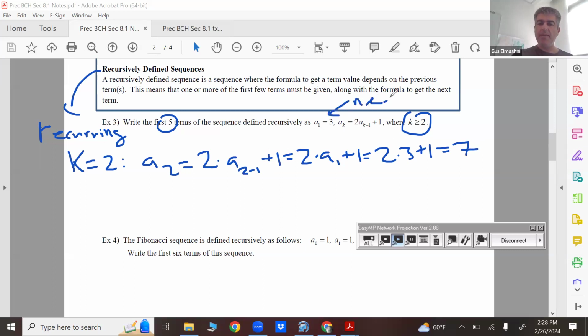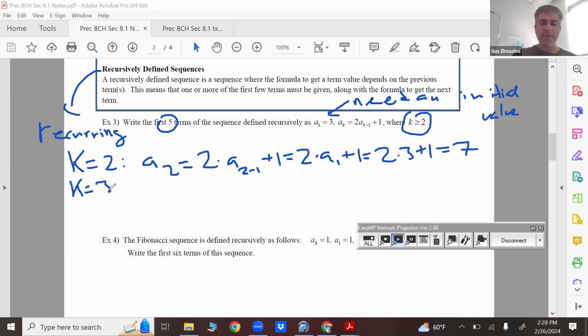And you needed this to get kickstarted. You need an initial value. You need something to get it kickstarted, kind of like a car. You need something to get the car started, right? Spark plugs, there you go. So it's kind of like the spark plug.